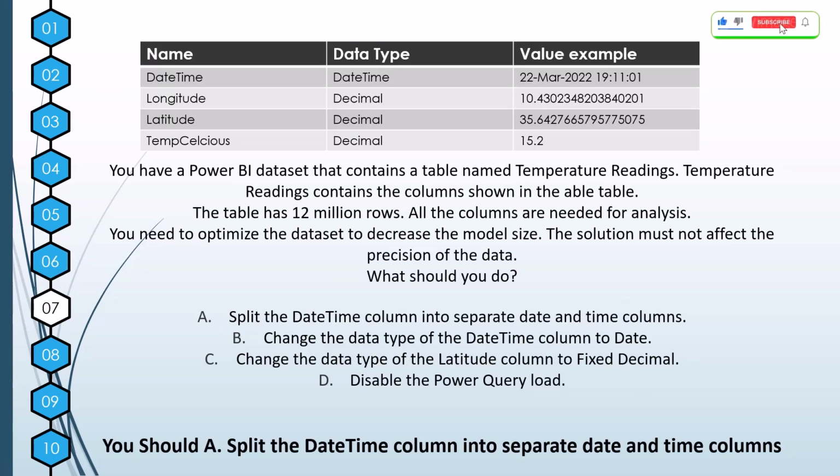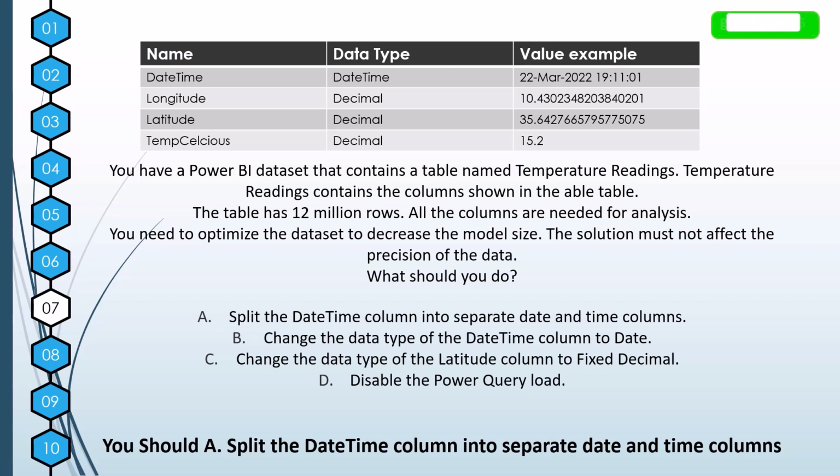You have a Power BI dataset that contains a table named Temperature Readings. Temperature Readings contains the columns shown in the table. The table has 12 million rows. All the columns are needed for analysis. You need to optimize the dataset to decrease the model size. The solution must not affect the precision of the data.